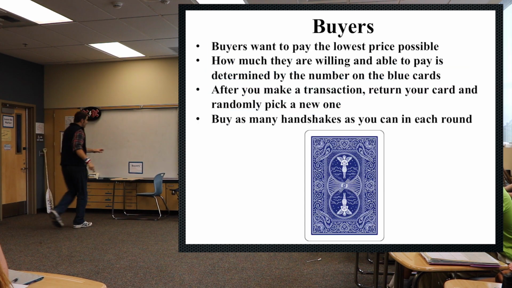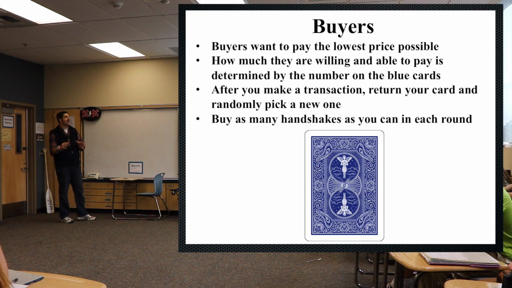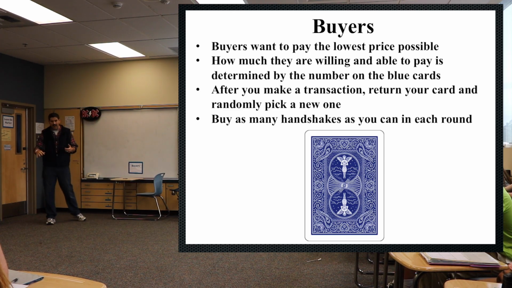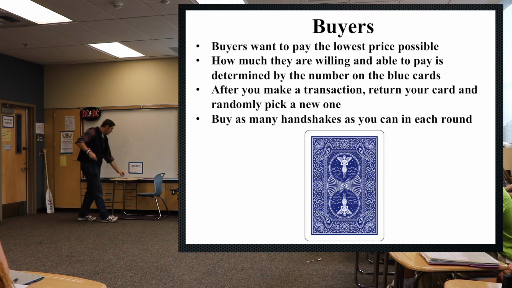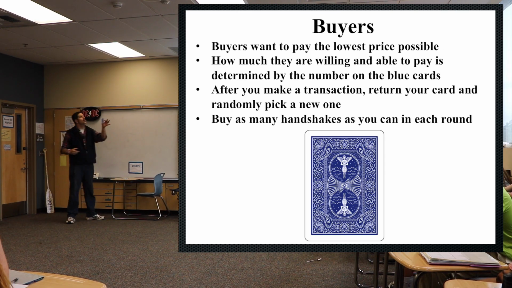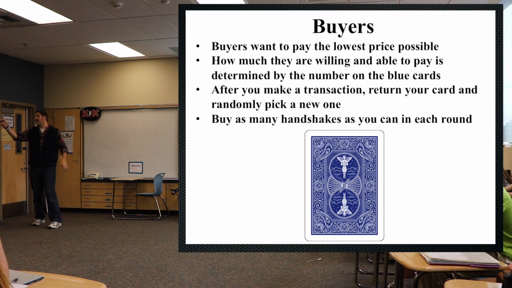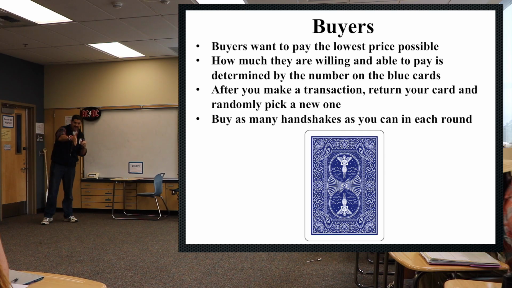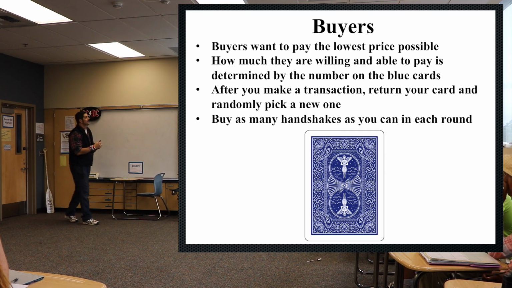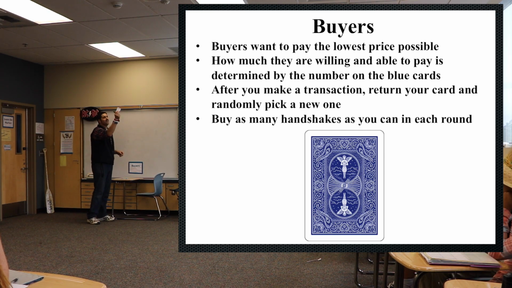Buyers only look at these blue cards, right? A buyer wants to pay, obviously, the lowest price possible. Obviously, if you're buying something, you want the lowest price based on what you're willing to pay. These cards on this table tell you what you're willing to pay, right? So that tells you this person's willing to pay $2 for a handshake. So that's the product you're selling today is handshakes. So how much they're willing to pay is on there. That person's willing to pay no more than $2, right?